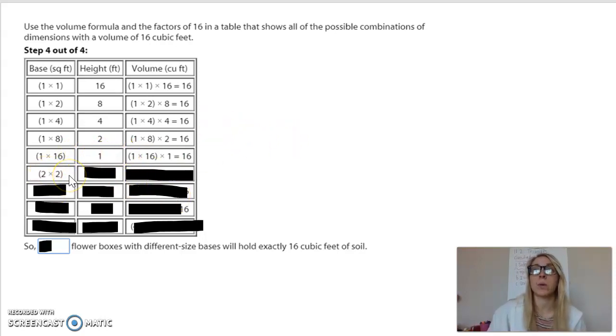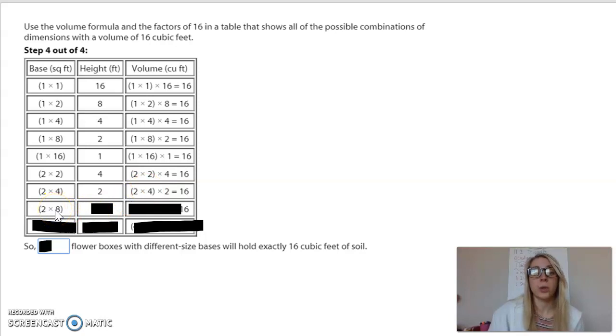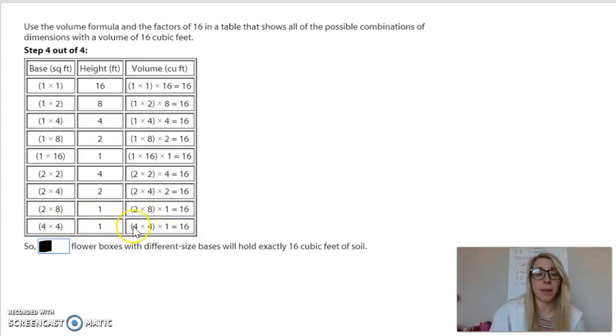2 times 2 equals 4. I know that 4 times 4 equals 16. 2 times 4 equals 8. I know that 8 times 2 equals 16. 2 times 8 equals 16, multiplied by 1 equals 16 again. 4 times 4 equals 16, multiplied by 1 equals 16. So the total number of different ways that we can create combinations to equal 16 is going to be 9 on this problem. Okay, so that's just how you have to do it.